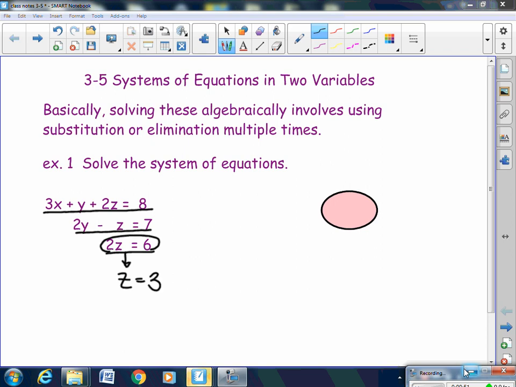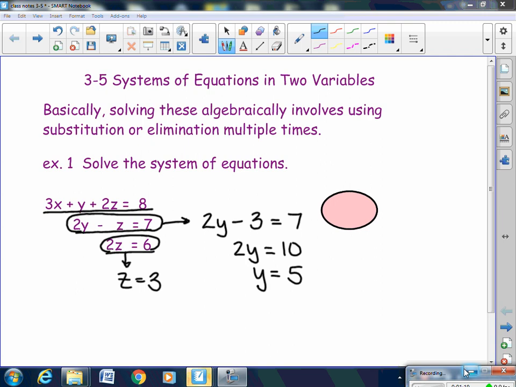So once you know that z equals 3, you can go up into the second shortest one, and in place of z, you can put 3. It's going to look like 2y minus 3 equals 7. So the only variable that's left is y, and now I can solve for y. 2y equals 10, so y equals 5.